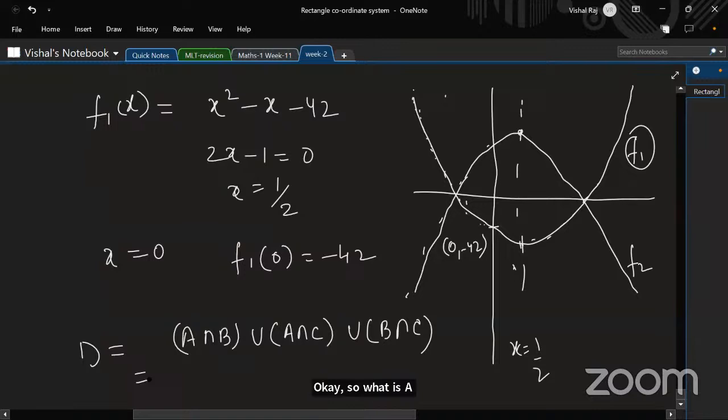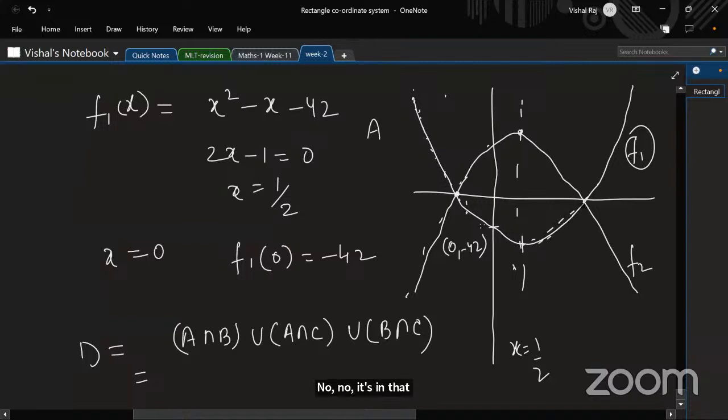Which are the points? There can be... the intersection of the two points, sir. It should be all points, right, sir? No. What did I say? Intersection of both, common. I said A is all the points on F1.